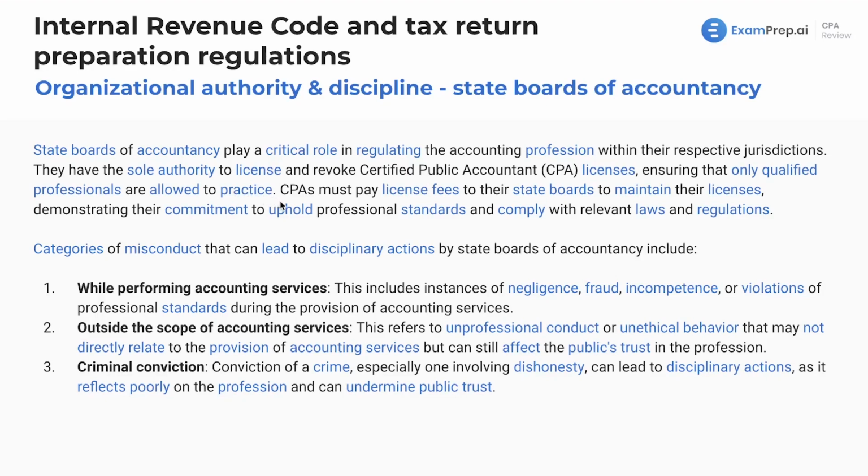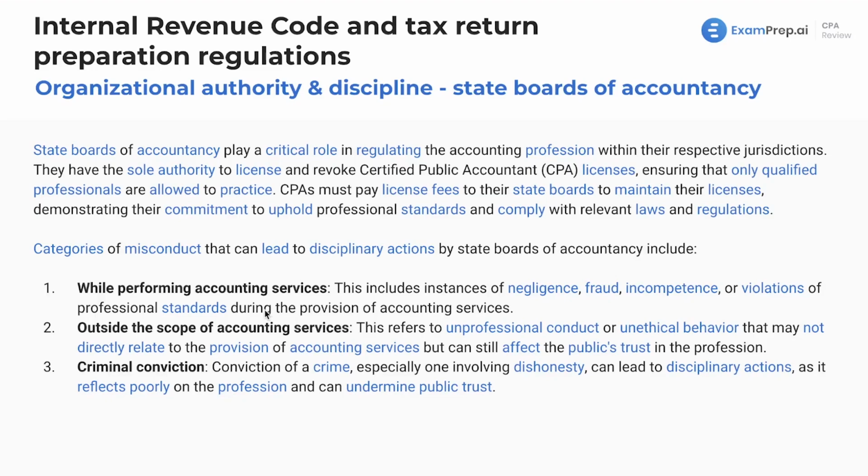Now, I'm sure you're a qualified professional, and props to you. CPAs must pay license fees to their state boards to maintain their licenses, demonstrating their commitment to uphold professional standards, and to pay money. They love your money. And comply with relevant laws and regulations. Categories of misconduct that can lead to disciplinary actions by state boards of accountancy are important while you're performing accounting services. If you have any negligence, fraud, incompetence, or violations of professional standards, yeah, they can totally revoke your license.